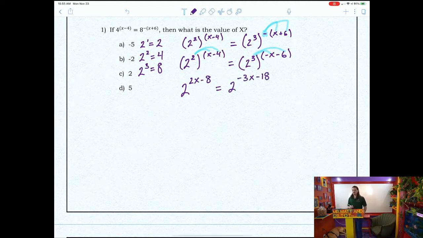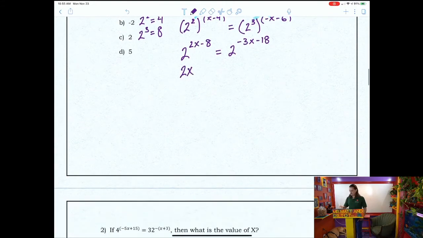Now we have two bases on opposite sides of an equal sign, or in other words, we have numbers raised to exponents on opposite sides of an equal sign. So we can drop the bases and equate the exponents. So 2x minus 8 has to be equal to negative 3x minus 18. And I'm going to bring this over here just for space.